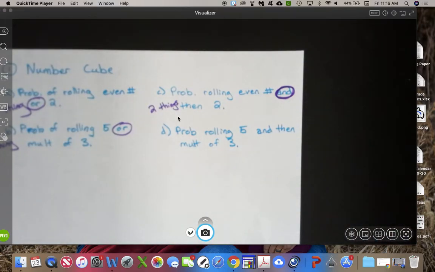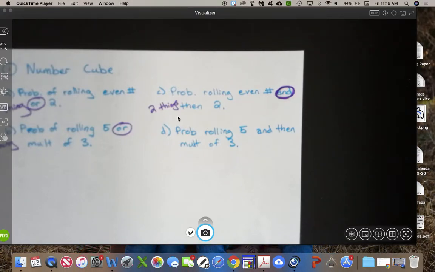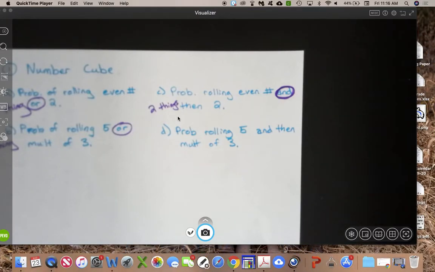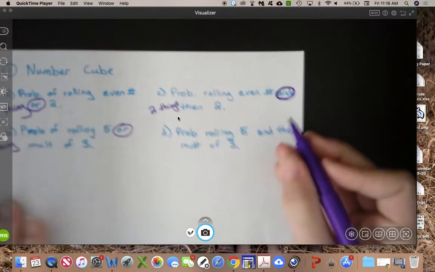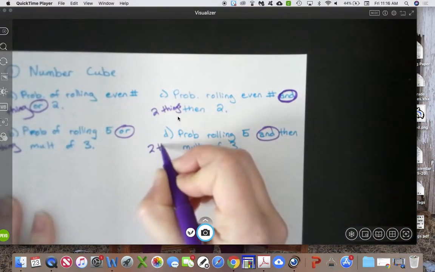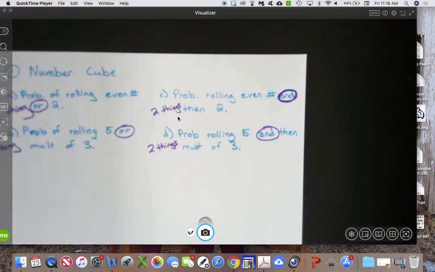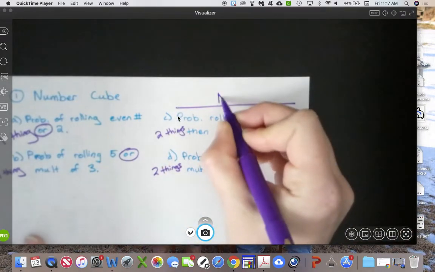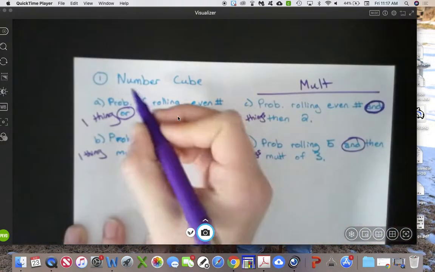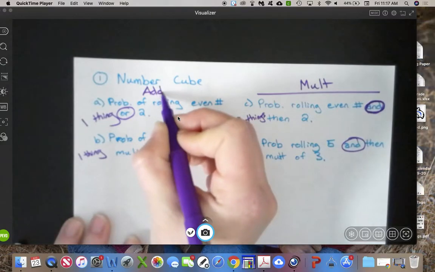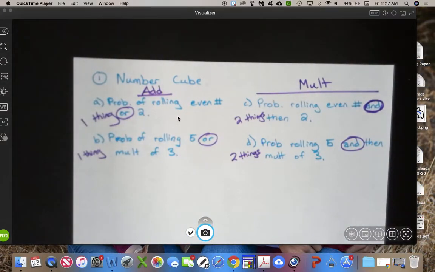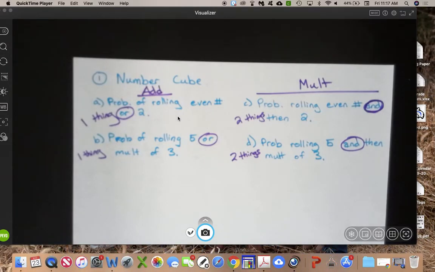All right, letter D, probability of rolling a 5 and then a multiple of 3. How many dice am I rolling? 2. 5 and then a multiple of 3. And, so 2 things. Okay? So over here, these guys, you are going to multiply them. These guys, you are going to add them. So if you're doing 1 thing, you're adding them together. If you're doing 2 or more things, you're taking those probabilities and you're going to multiply.